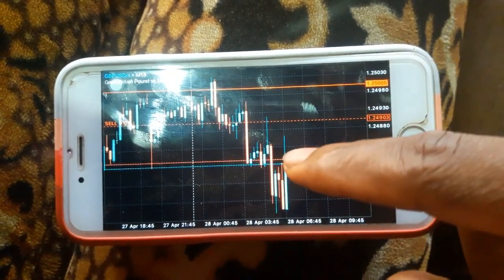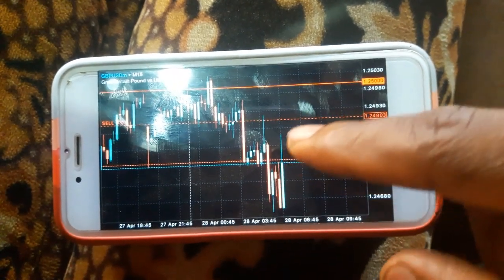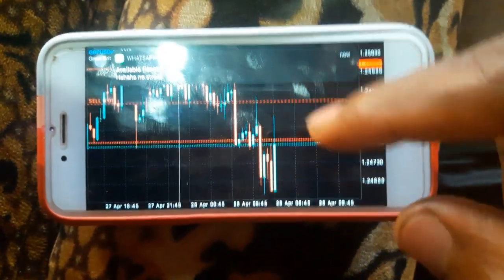So guys, it all depends on how the market behaves this morning. I'm just expecting price to push up a little bit and then maybe sell the market. But if I start finding continuous rejection at this point, I'm going to sell this market. Okay, so that's it for now.